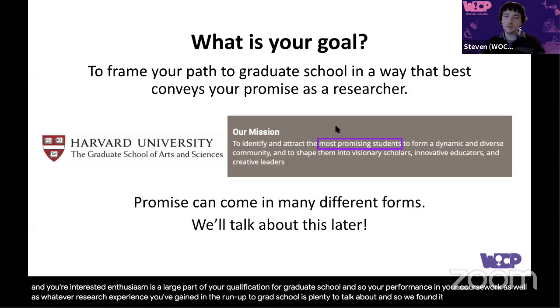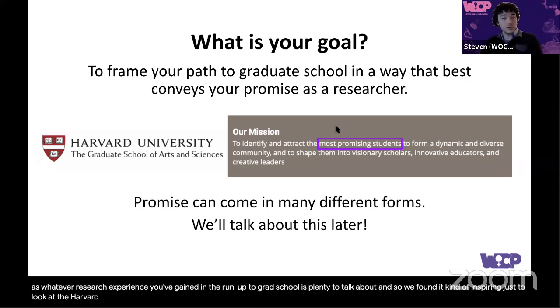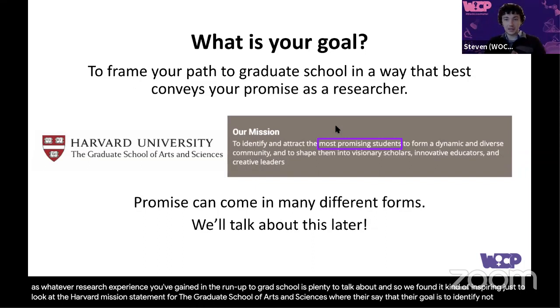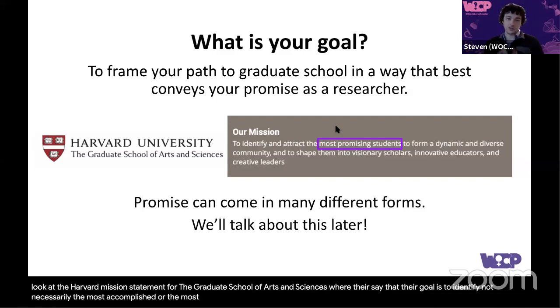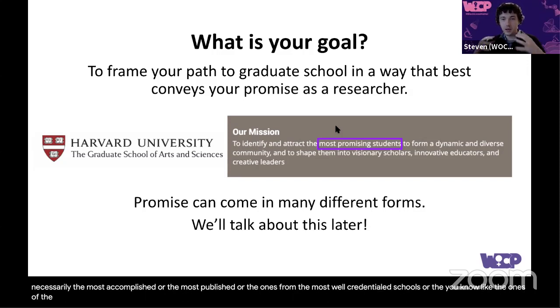We found it inspiring to look at the Harvard mission statement for their Graduate School of Arts and Sciences, where they say that their goal is to identify not necessarily the most accomplished or the most published or the ones from the most well-credentialed schools or the ones with the highest grades, but just the most promising students. And that promise can take many, many different forms.